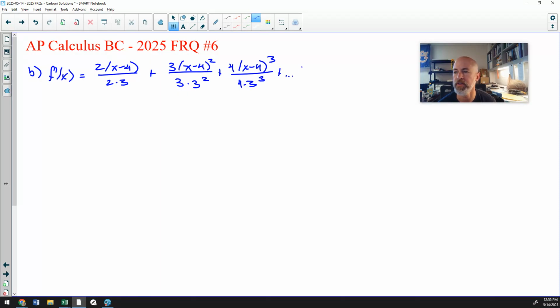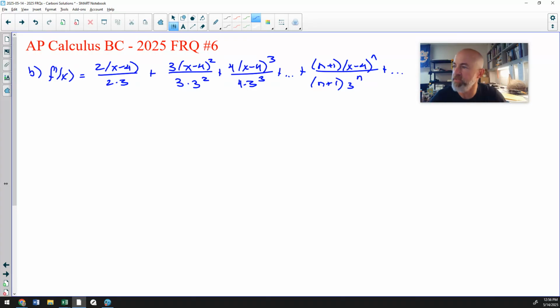And then the derivative of the general term is going to be n plus 1. Bring down the n plus 1. Leave x minus 4 alone. Subtract 1 from n plus 1. And that's going to be over n plus 1 times 3 to the n plus 1, and it would go on forever and ever.